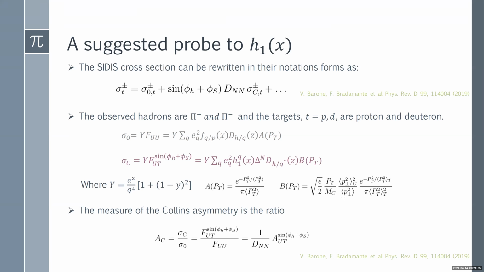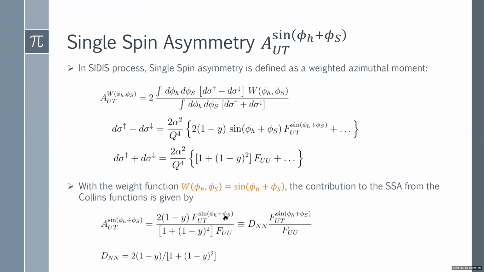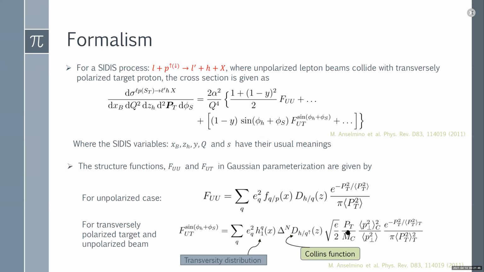Yeah. So I mean, these parameterizations of the PT, basically the factorizations of the PT, are taken from this reference over here, where they have considered the kinematics in the lower Q squared region.